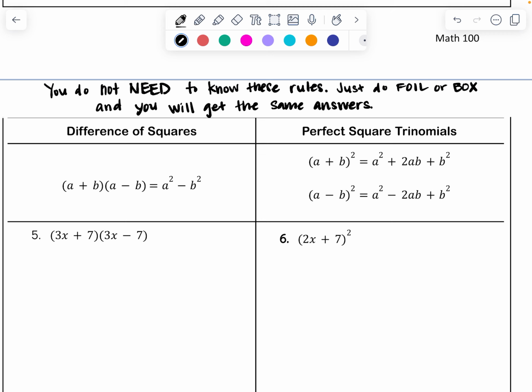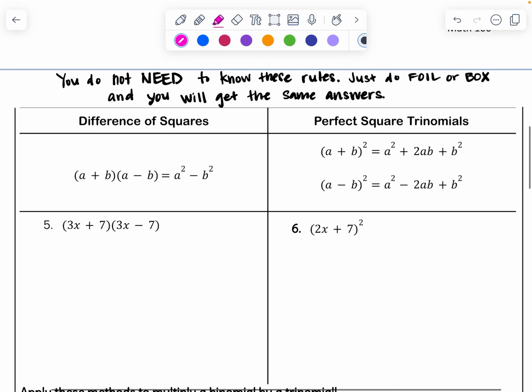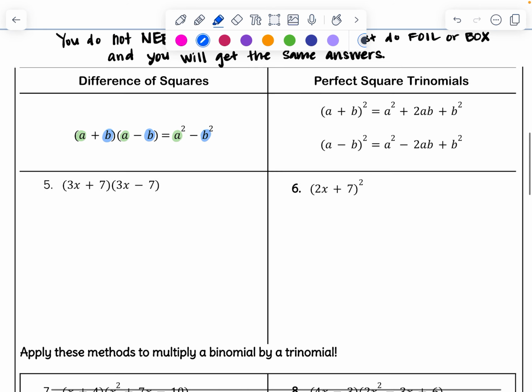So a difference of squares is when you have the exact same numbers, except in the first binomial, they're being added, and the second, they're being subtracted, or vice versa. But one of the binomials is adding, one of the binomials is subtracting. You will always get the answer of a squared minus b squared. So let's look at one example.